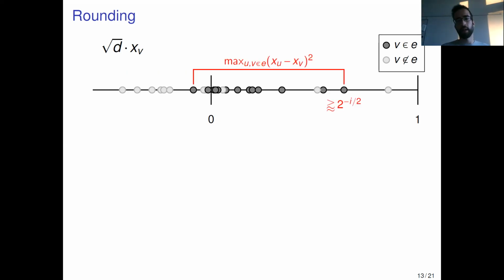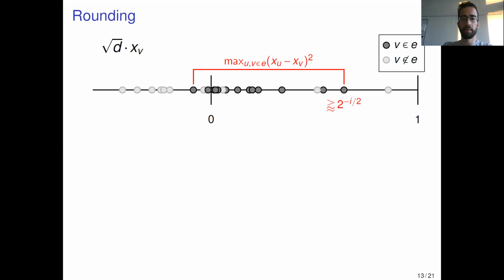So the energy of the hyperedge E is governed by these two most extreme vertices, right? This is just a squared stretch between them. And so really what we want is for the distance between those two vertices not to change too much. And one additional piece of information that we have is that we are in the ith category. E is in the ith category, and therefore we know that the most extreme vertex has a value at least 2 to the minus I over 2 in this plot.